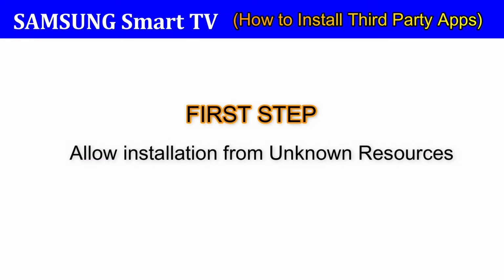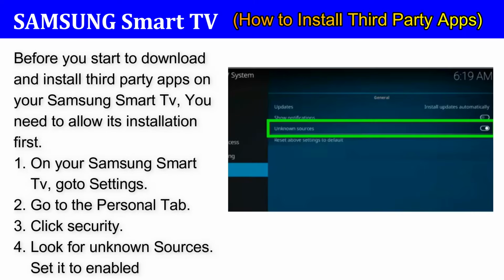First step is to allow installation from unknown sources. To do that, on your Samsung Smart TV, go to settings, go to the personal tab, click security, look for unknown sources and set it to enable.